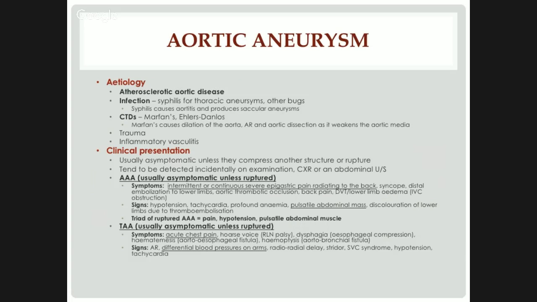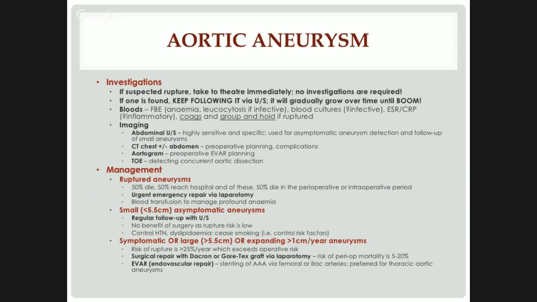In terms of a thoracic aortic aneurysm, again, it's asymptomatic unless it's compressing on structures such as the recurrent laryngeal nerve. In that case, it'll cause something like hoarseness, but otherwise it's going to be asymptomatic until it ruptures, which is when it's going to cause acute chest pain. And the classic sign for ruptured thoracic aneurysm will be differential blood pressures in the arms, which is also seen with aortic dissection, which we'll talk about in a bit.